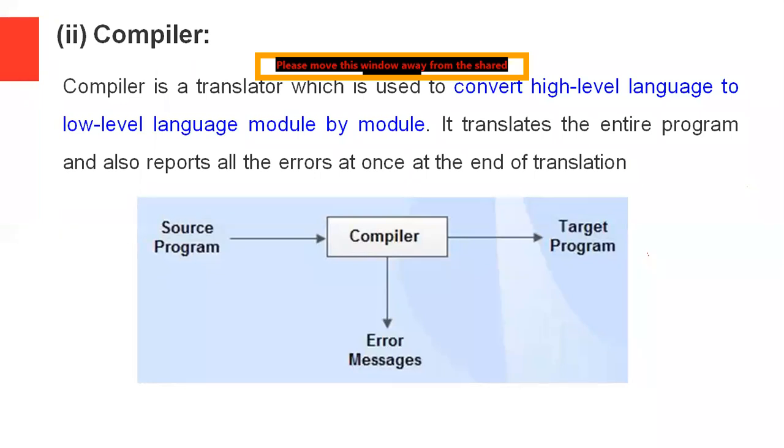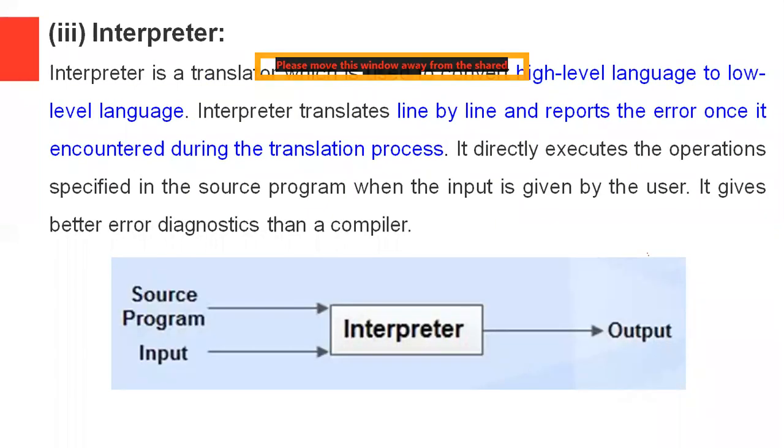So what is the next one? Interpreter. Interpreter is a translator which is used to convert high level language to low level language, right? The interpreter translates line by line and reports an error once it is encountered during the translation process.